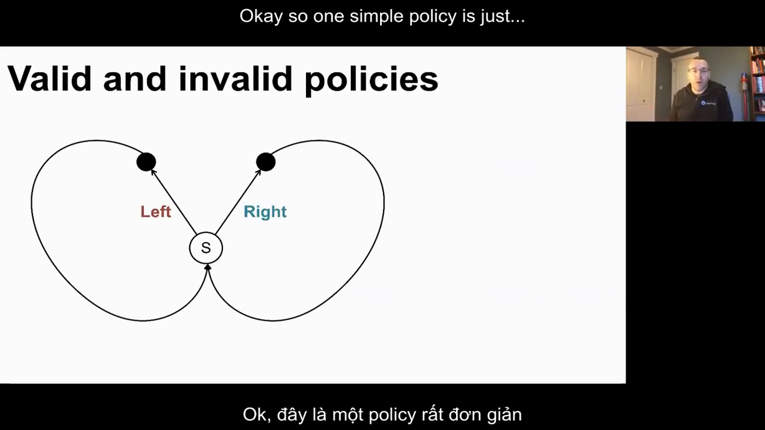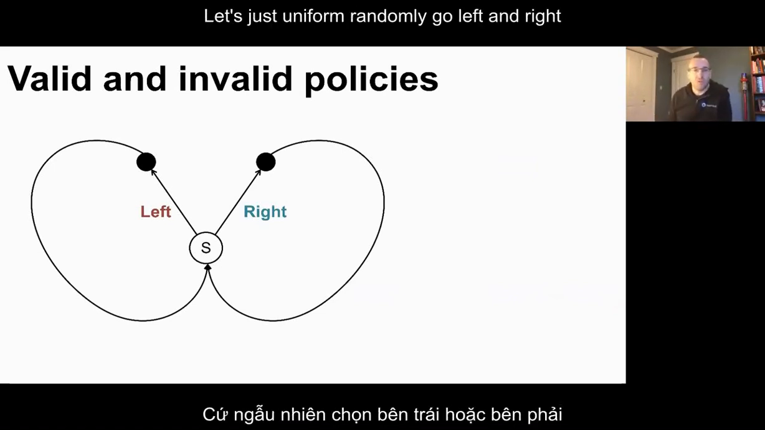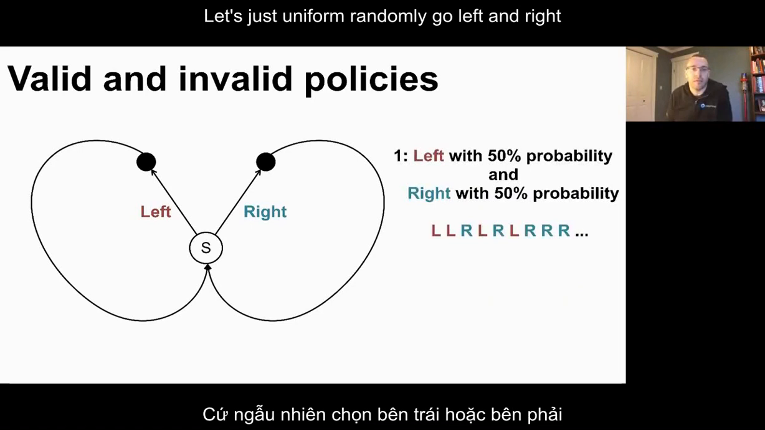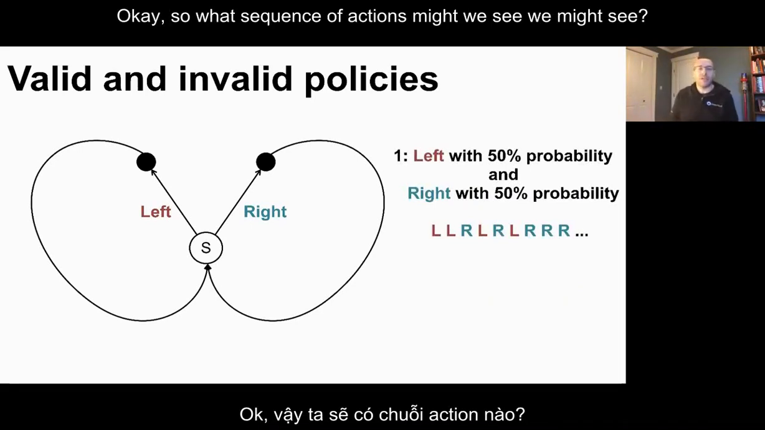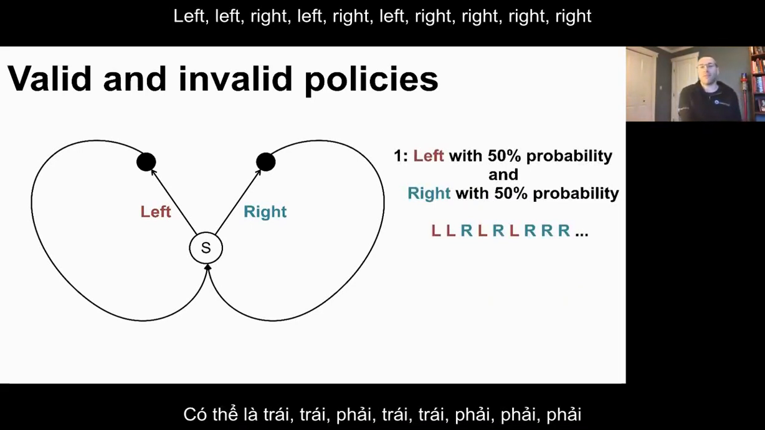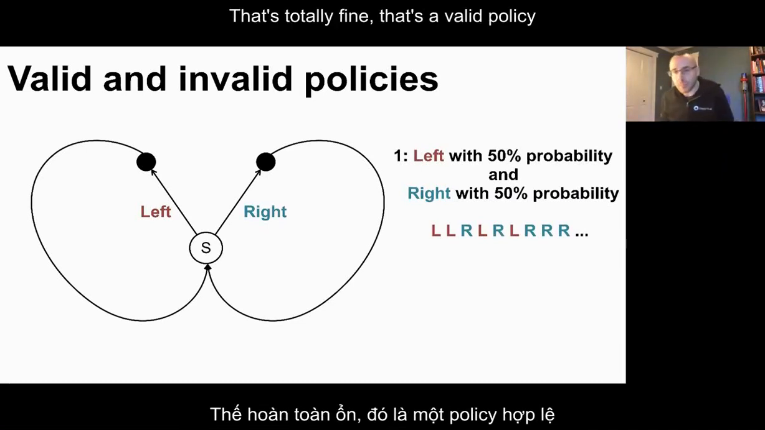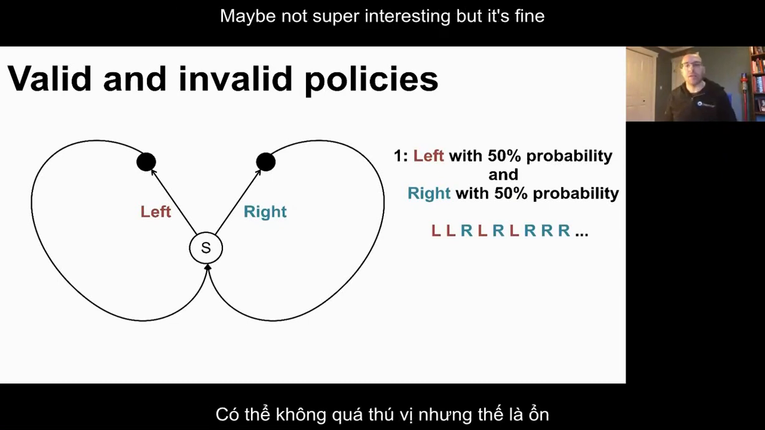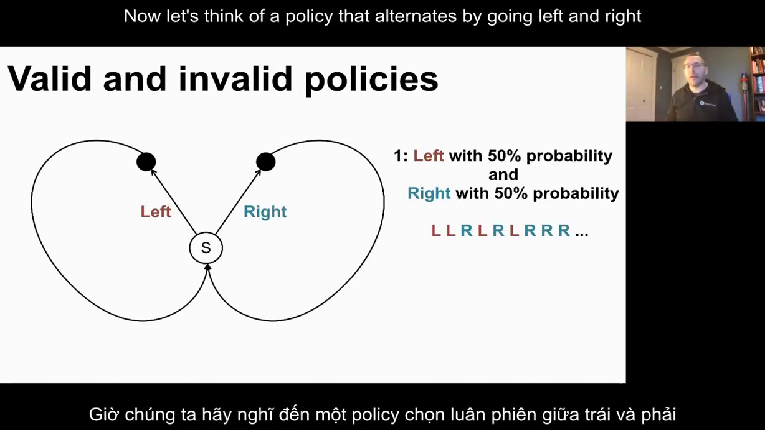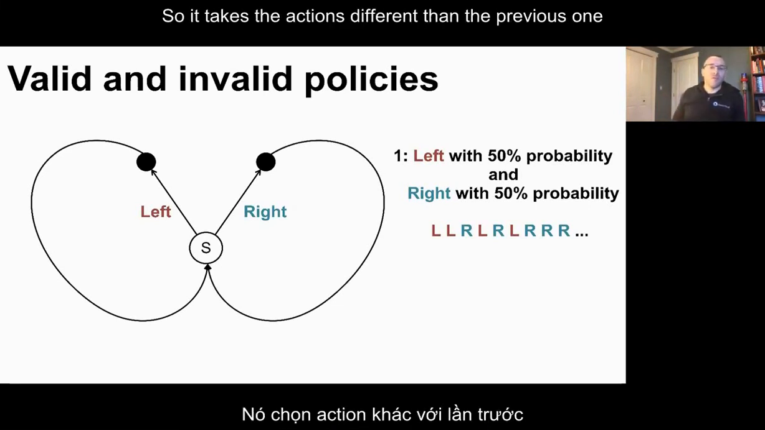Okay, so one simple policy is just, let's just uniform randomly go left and right, okay? So what sequence of actions might we see? We might see left, left, right, left, right, left, right, right, right, right. That's totally fine. That's a valid policy. Maybe not super interesting, but it's fine. Now let's think of a policy that alternates by going left and right. So it takes the action that's different than the previous one.